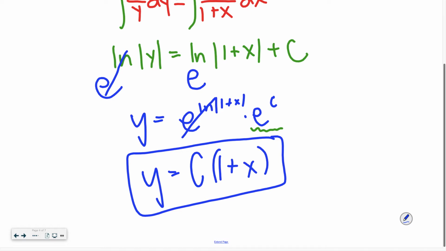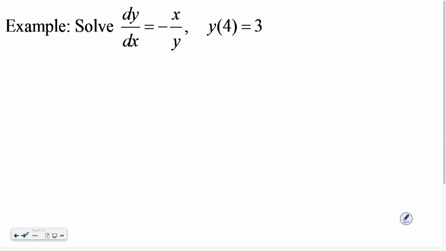Other questions before we go to the next one? Okay. Now I want to look at examples where we actually find the particular solution. Here I have a differential equation, but then I also tell you that when x is 4, y equals 3. And notice the notation. I know it looks kind of funky.